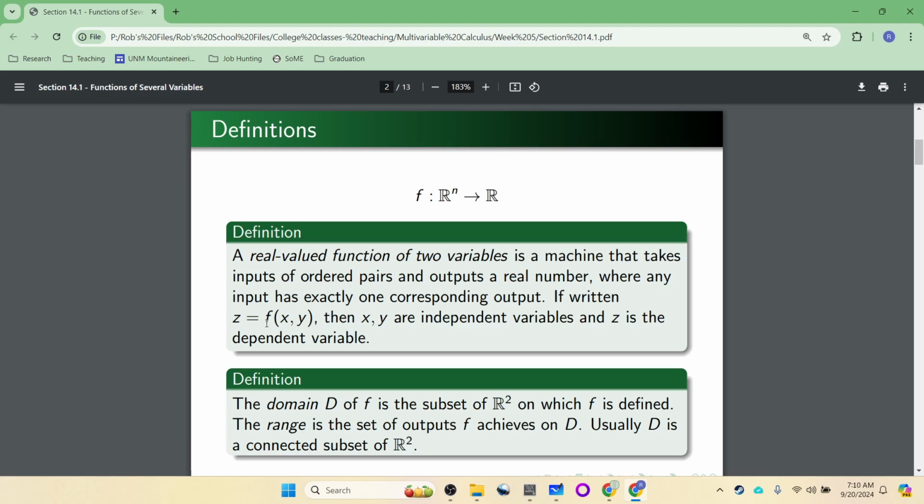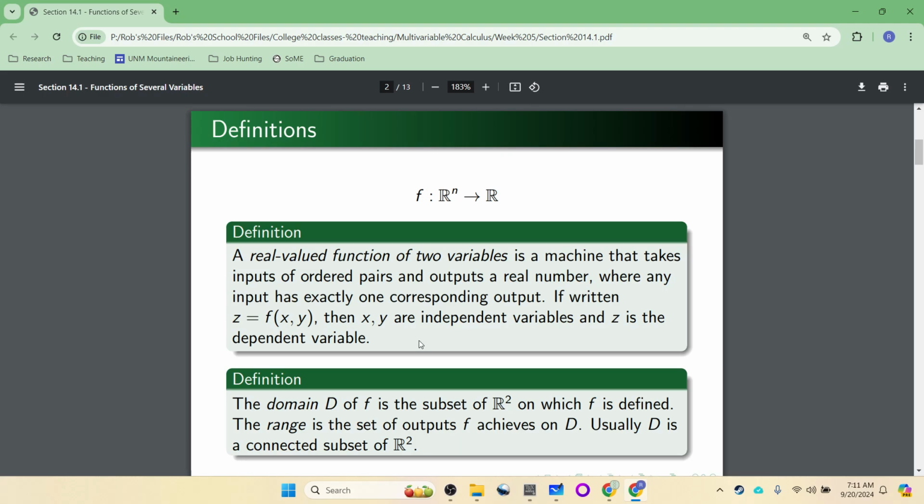So if we write z equals f of x, y, then x, y are the independent variables, and z is the dependent variable. Like I said, it's the opposite of what we did before. Sometimes we will have 3 independent variables, but we'll save that for the end of the lecture. We'll focus on 2 for now.